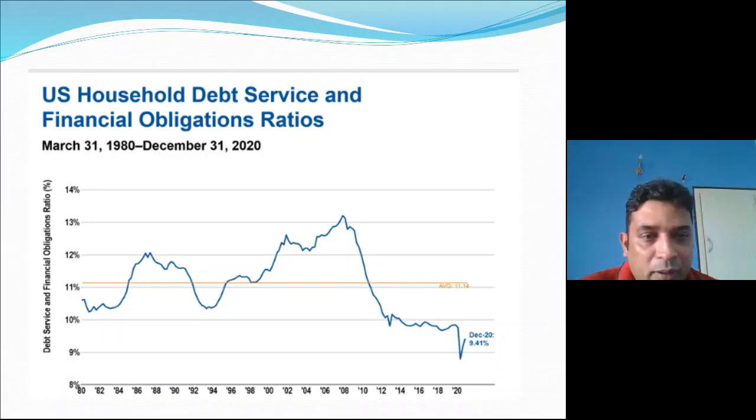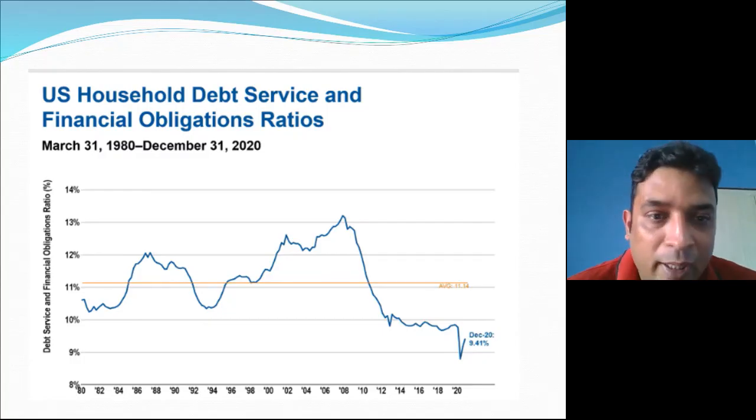Now, why do I mention the US? Because in market capitalization, the global economy, the US is 42%, and they hold 25% of global GDP. So you cannot take away the US as an investment avenue in your portfolio.